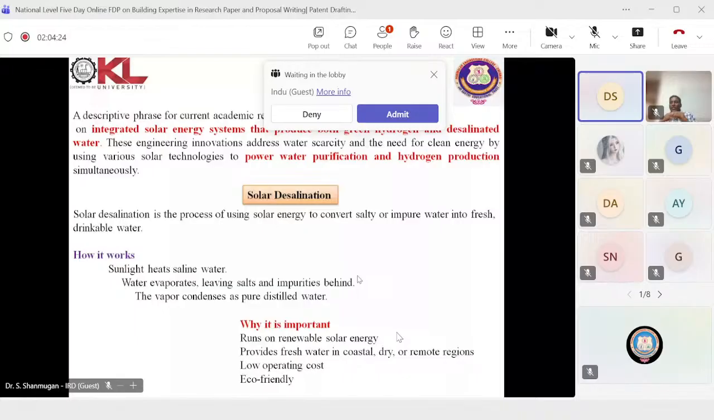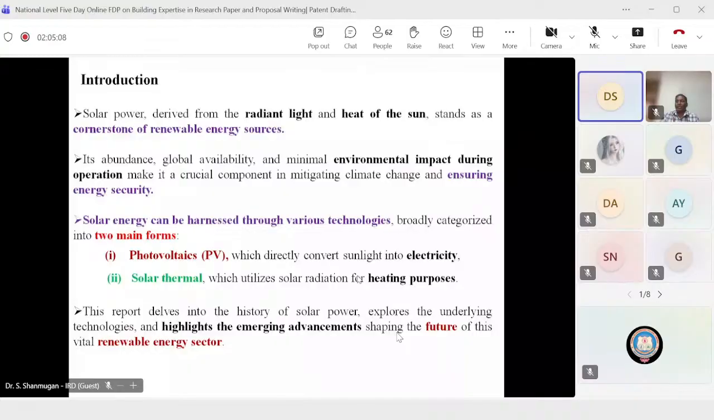Based on that, you can see two methods for solar energy. One is photovoltaics and the other is solar thermal methods. Photovoltaic, as you already know, directly converts sunlight into electric energy. Then solar thermal methods utilize solar radiation for heating purposes only. This heating purpose is an emerging technology with advantages you can develop for the future of renewable energy.